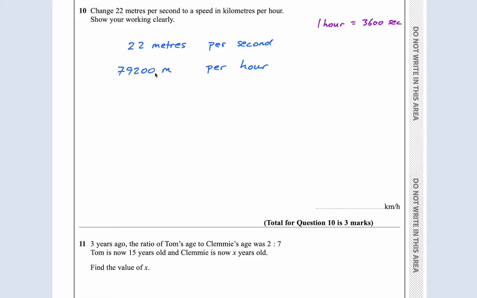Okay, so now we're in per hour, but we need to do kilometers. We need to change this into kilometers. So how do I turn meters into kilometers? I just divide by 1,000, because there's 1,000 meters in a kilometer. So 1,000 meters equals 1 kilometer. So divide by 1,000, I get 79.2 kilometers per hour. So this is 79.2.